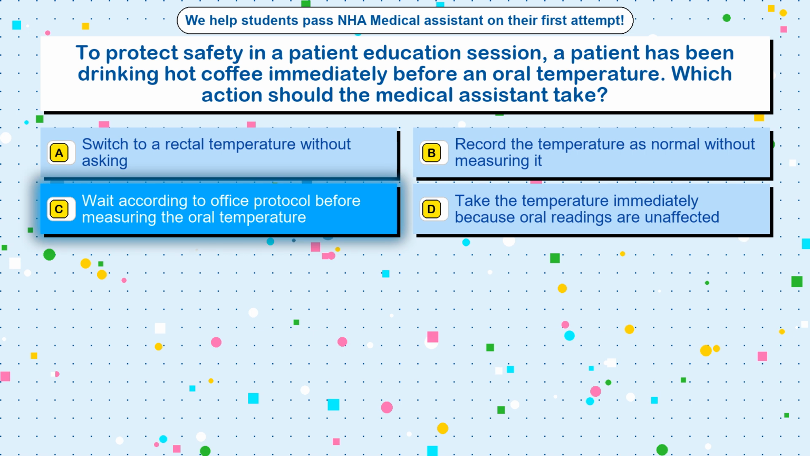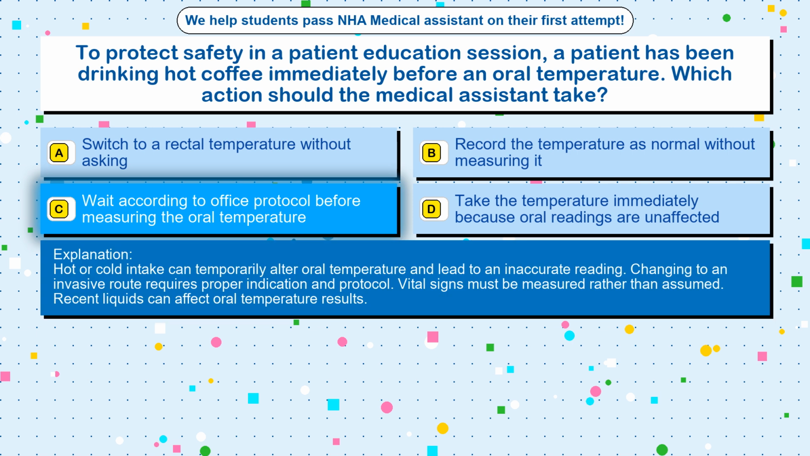Wait according to office protocol before measuring the oral temperature. Hot or cold intake can temporarily alter oral temperature and lead to an inaccurate reading. Changing to an invasive route requires proper indication and protocol. Vital signs must be measured rather than assumed. Recent liquids can affect oral temperature results.